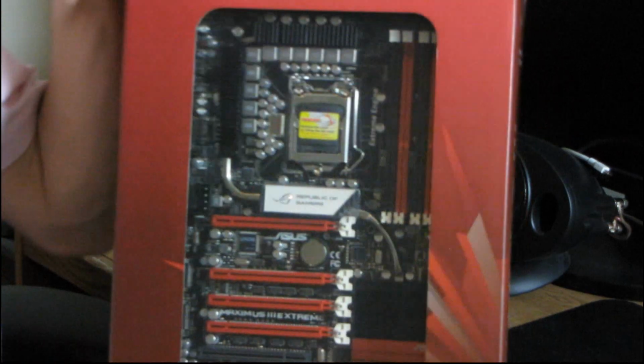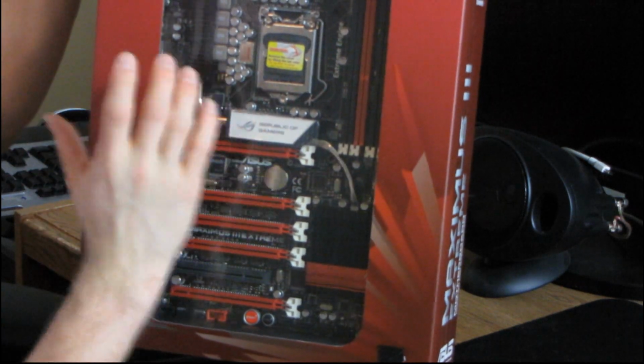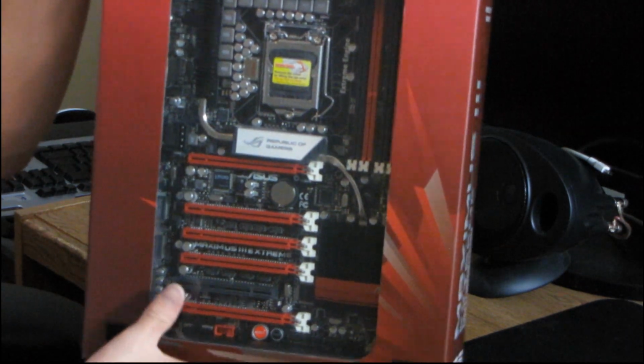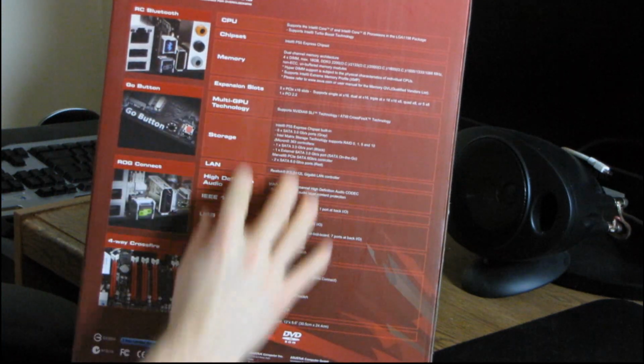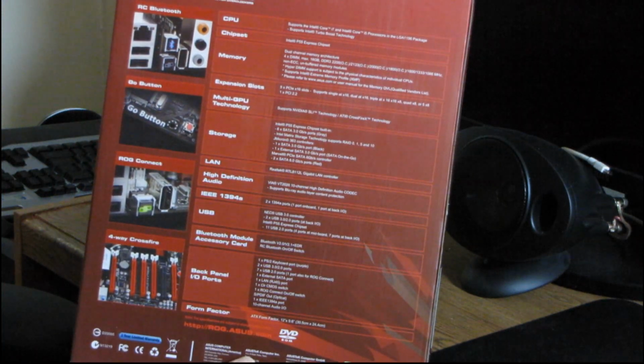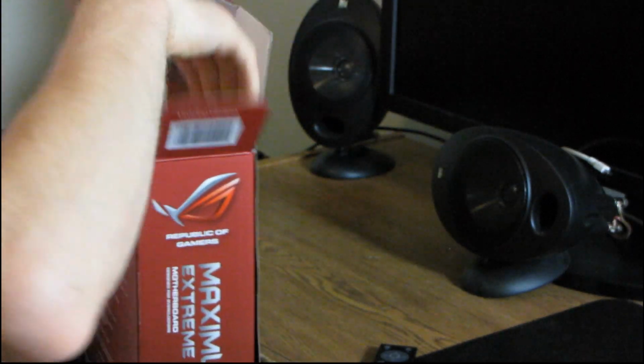Alright, and then we have a window into the board itself, so you can see that it has their typical excellent look, which you always expect from their Republic of Gamers line. It's always going to look awesome. On the back, we find most of the same information we found on the inside there, except for a couple other things. It gives us a big list of specs, and I'm not going to bother to tell you that and what's included, because I'm about to open it up and tell you about it.